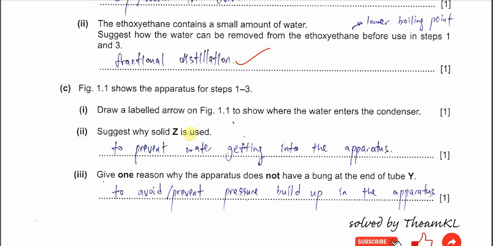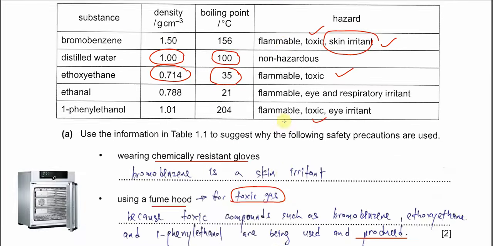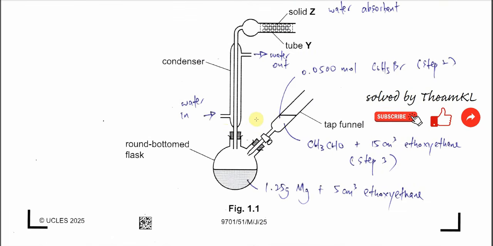Okay, part C. Figure 1.1 shows the apparatus for steps 1 to 3. Draw and label an arrow on this figure to show where the water enters the condenser. So water must get into the condenser from this lower part. Why? Because when the water gets in from the lower part, the water will fill up the condenser slowly until it is fully filled with water.